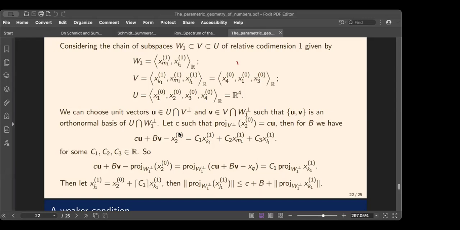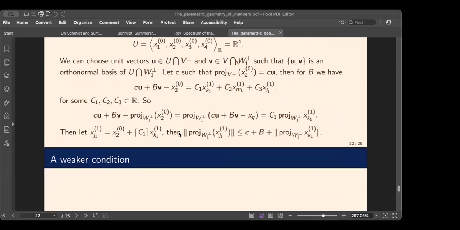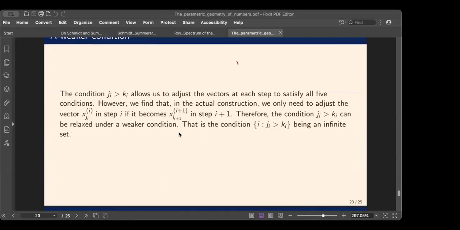Okay, so we may continue. Oh, okay. So the next slide, I just want to talk about an important explanation, because this is something about a new condition. Yes. Yes.